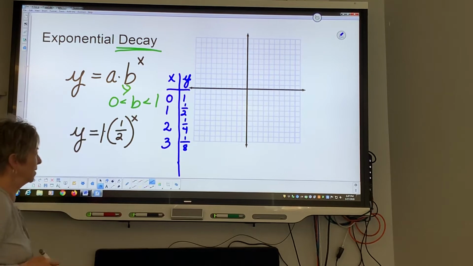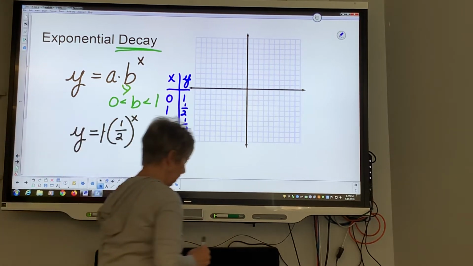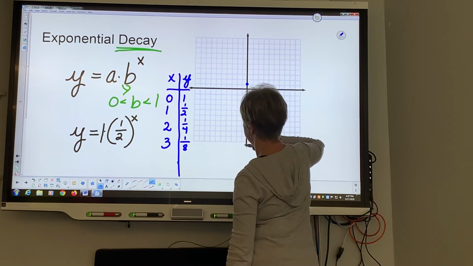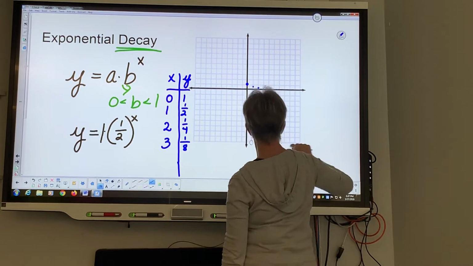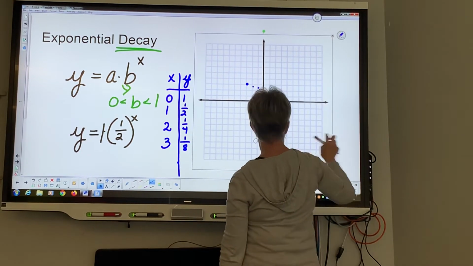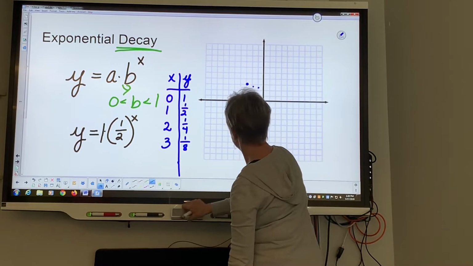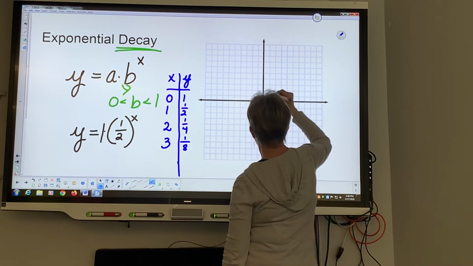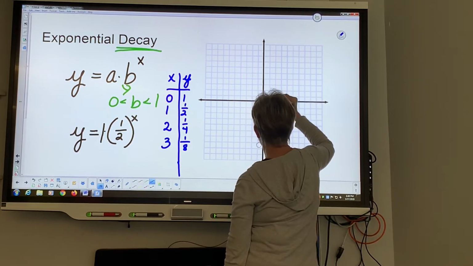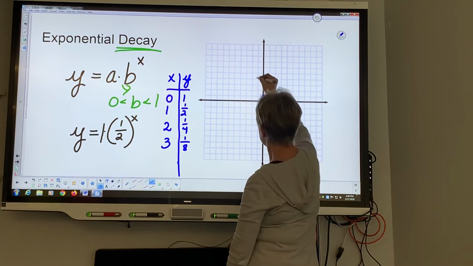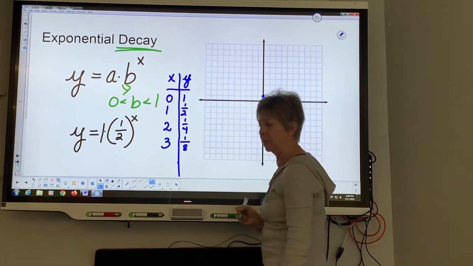Well, I think I can see what's happening. I mean, if I just start graphing these, I'm at 0, 1. I'm at 1/2 when I'm at 1. I'm at 1/4. Let me make this graph just a little bit bigger here. Okay, let's start this over again. So at 0, we're at 1. At 1, we're at 1/2. Then we're at a 4th. Then we're at an 1/8. I think you can see that it's going to get smaller this way.